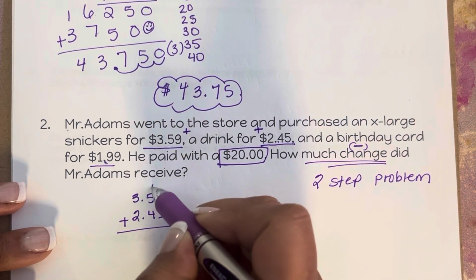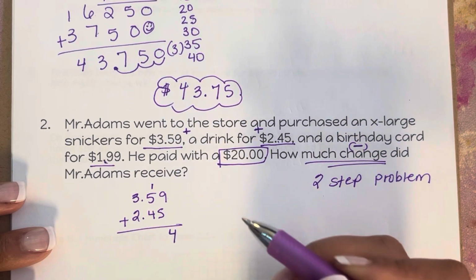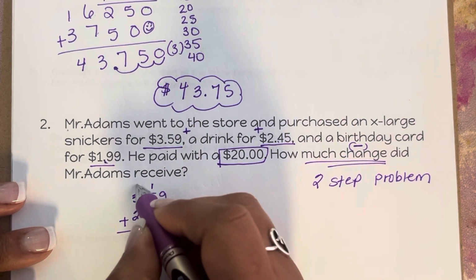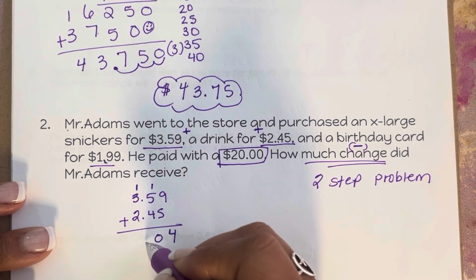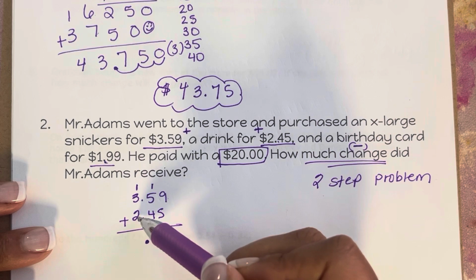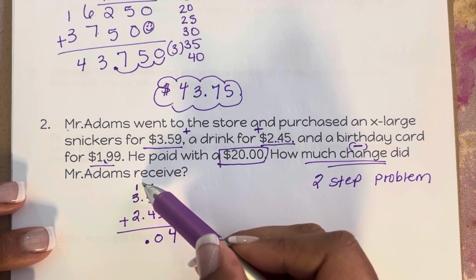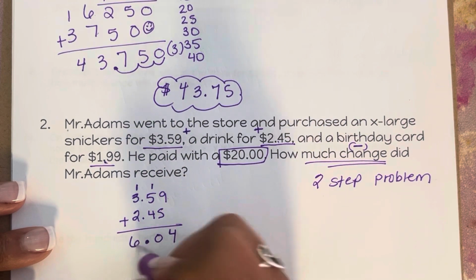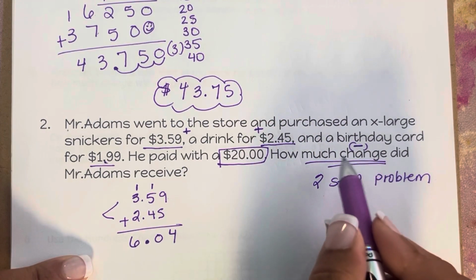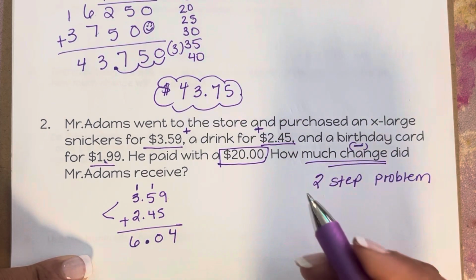9 plus 5 is 14. 4 plus 1 is 5, so 5 plus 5 is 10. When you're adding, you line up the decimal and bring it down. 2 plus 1 is 3, and 3 plus 3 is 6. Okay, so for those two items, it was $6. But he also bought a birthday card for $1.99.